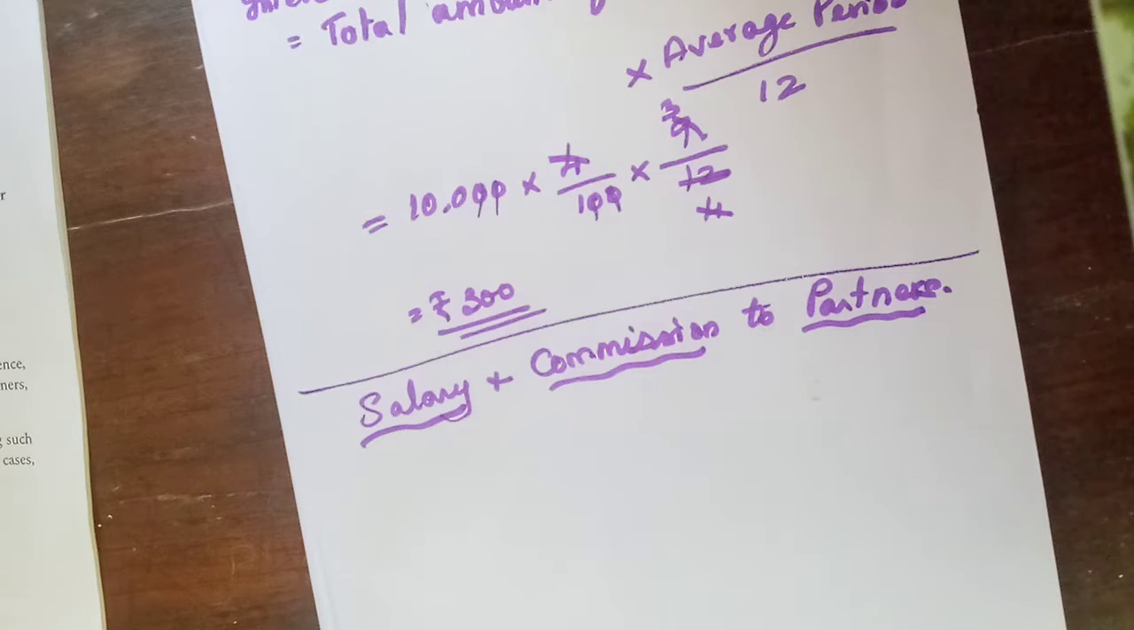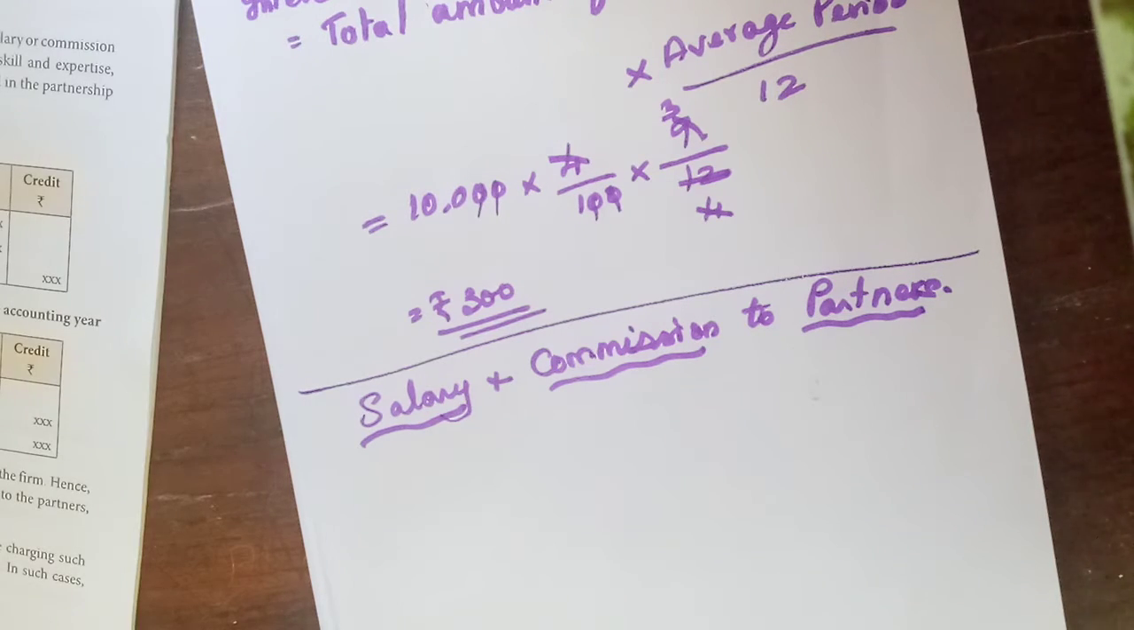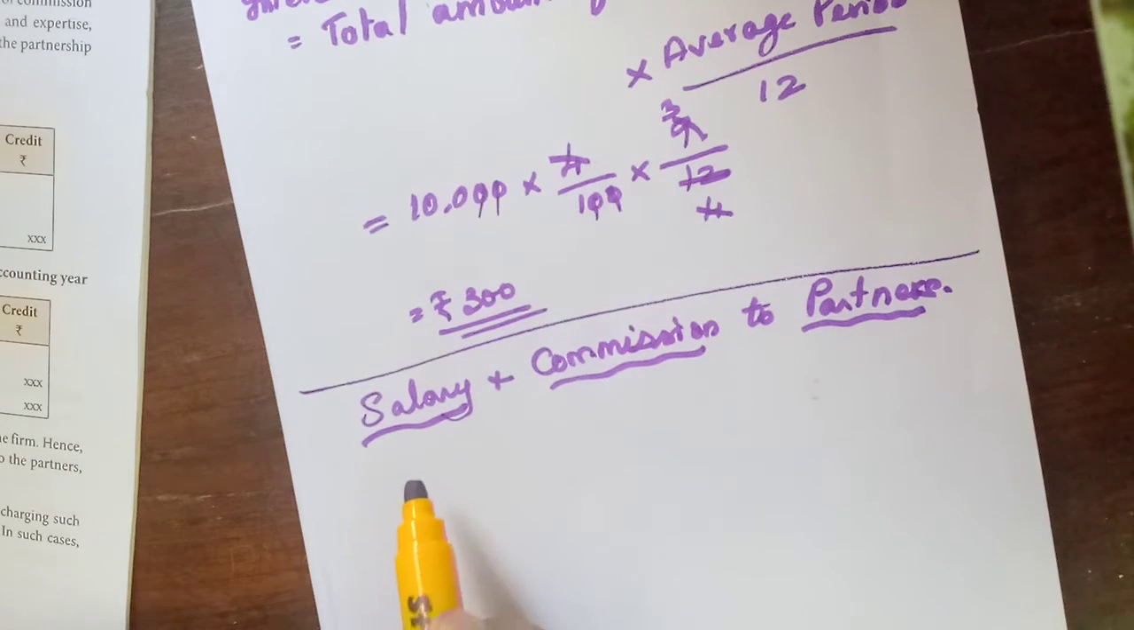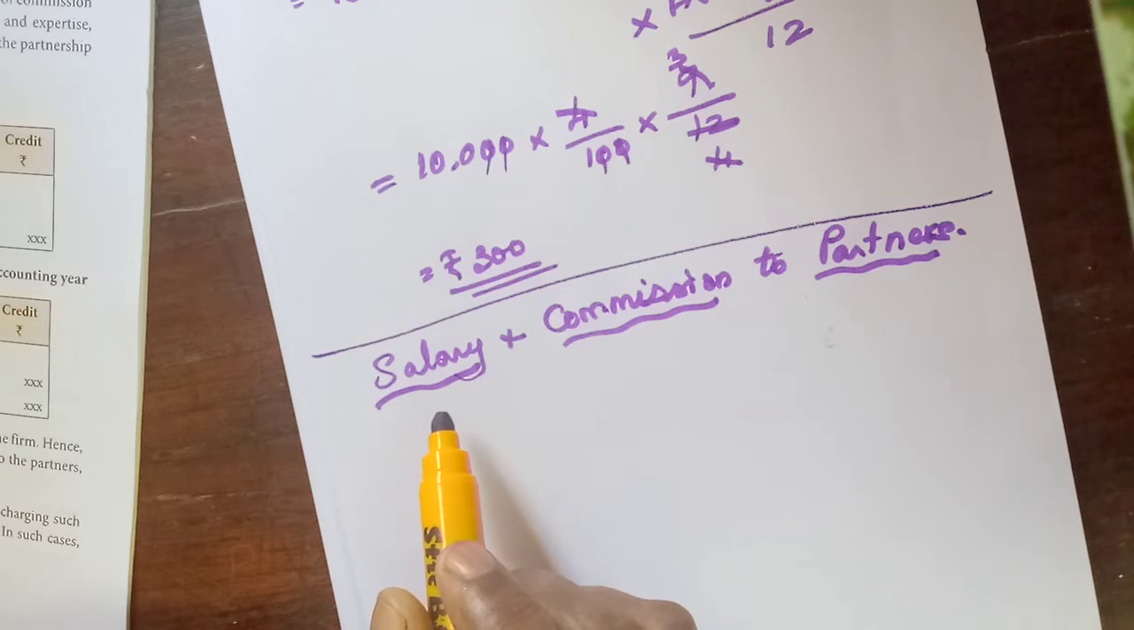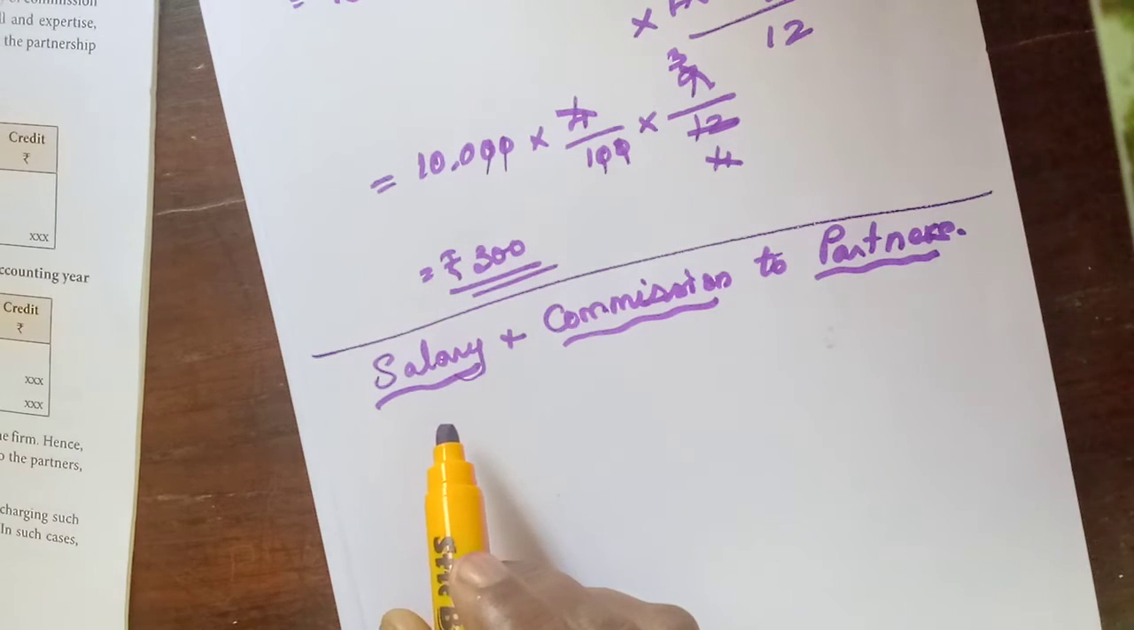Then we can give them as per their work in the firm, their time spent, or their expertise, work or skill, whatever it is. They will be given salary or commission. Okay, so here they will ask us to prepare the journal entries.